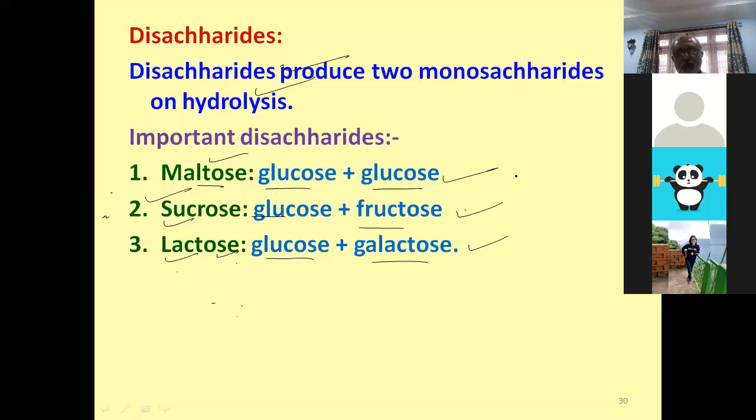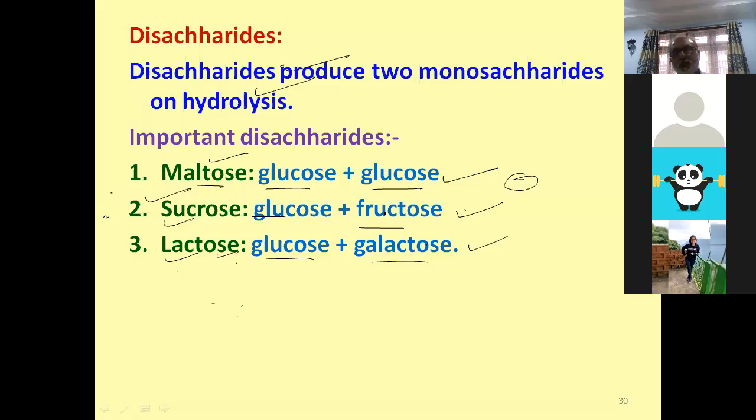The first question that should come to your mind is how they are connected. Because there are so many carbon atoms, 6 carbon atoms here and 6 carbon atoms here in all the cases. Which carbon atom of one glucose is connected to which carbon atom of the second one? And so also in all of them.